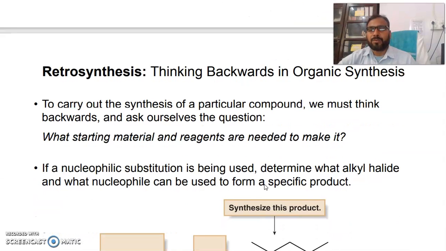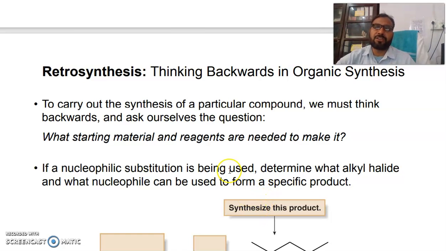So, what is retrosynthesis? Thinking backward in organic synthesis. Because we are always thinking forward, sometimes go not forward, go backward. Then you will find the genesis of the reactions.